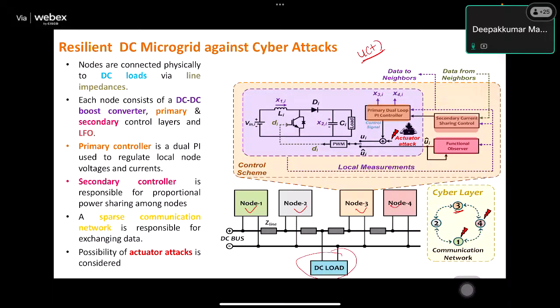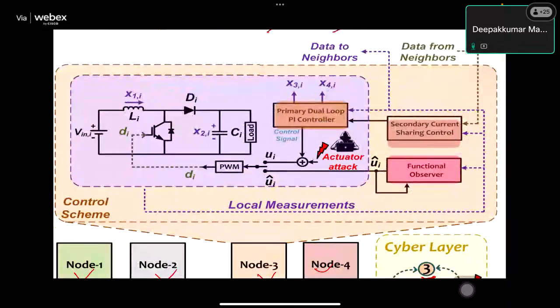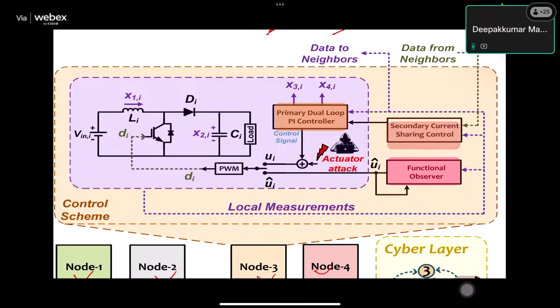But our objective is that u(t), which is getting compromised. Is there any method by which I can estimate û(t)? That is the basic thing. If you see here in this figure, if I make it slightly bigger, the actuator is your secondary, and the dual loop PI controller is here.